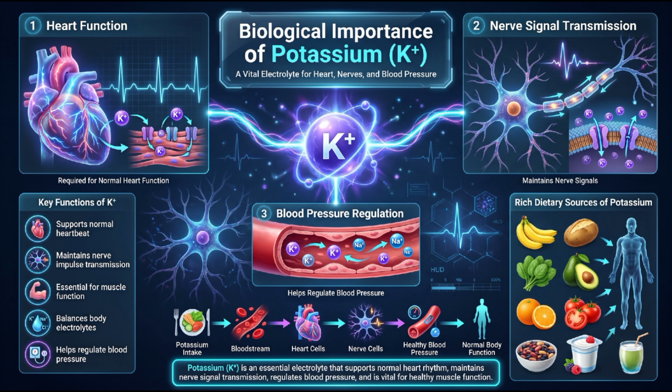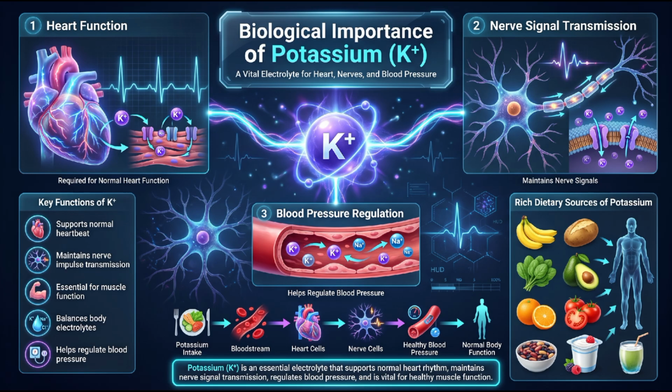Potassium is widely available in many natural foods. The infographic highlights several rich dietary sources, including bananas, potatoes, spinach, avocados, oranges, tomatoes, beans, yogurt, and green vegetables. Other excellent sources include sweet potatoes, lentils, peas, coconut water, dried fruits, fish, and milk. A balanced diet containing fruits, vegetables, legumes, and dairy products usually provides sufficient potassium for healthy individuals.